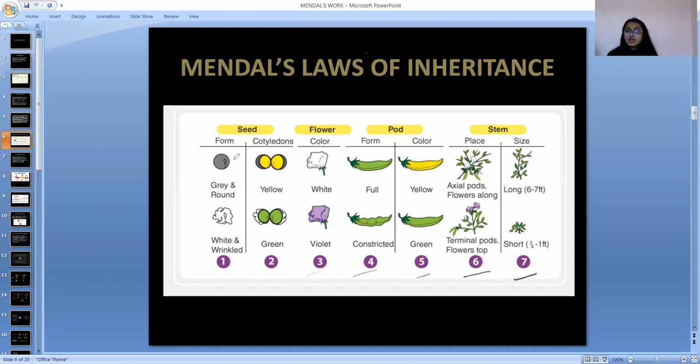7 characteristics: form of a seed, color of a seed, color of a flower, form of a pod. पॉड का फॉर्म देख सकते हो. कलर ऑफ अ पॉड ग्रीन होगा, येलो होगा. देन द प्लेस, एक्सियल पॉड्स फ्लावरिंग अलोंग, एक्सियल होने वाला है, टर्मिनल होने वाला है, और स्टेम लॉन्ग या शॉर्ट होने वाला है. सो दीज आर द 7 कैरेक्टरिस्टिक्स ही स्टडीड थ्रूआउट हिज एक्सपेरिमेंट.